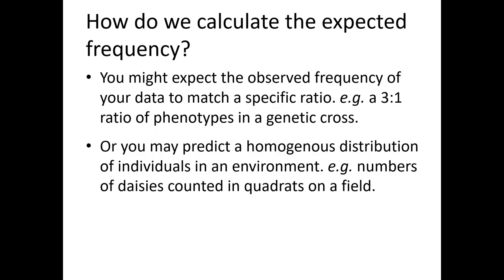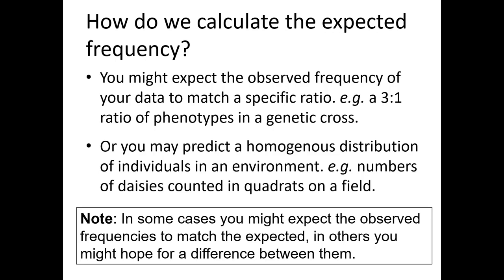So how do we calculate the expected frequency? A good example of this is in genetics when you're using Punnett squares. You might expect an observed frequency of your data to match a specific ratio, for instance 3:1, a ratio of phenotypes in a genetic cross. Or you may predict a homogeneous distribution of individuals in an environment, for instance the number of daisies counted in quadrats on a field.